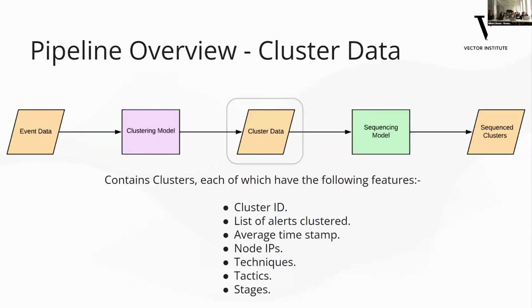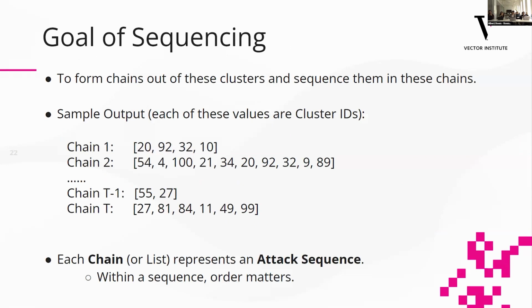Yeah, sure. Now that we have covered the clustering model, what we have is a group of clusters, and each cluster has the following features: the ID, the list of alerts that have been clustered, the average timestamp, and maybe the IP addresses of the devices involved. So what is the goal of sequencing? The idea is to sequence these clusters and form chains, and each chain should represent an attack sequence. As you can see, chain 1, chain 2, up to chain T, these are some sample chains generated by a model. One important thing to note is that within a sequence or chain, the order matters.